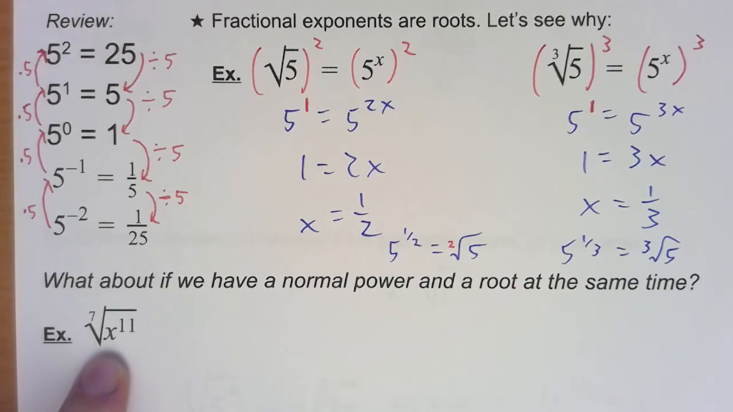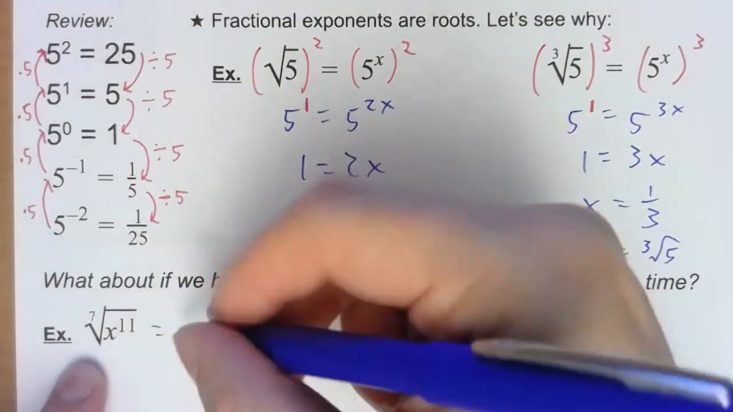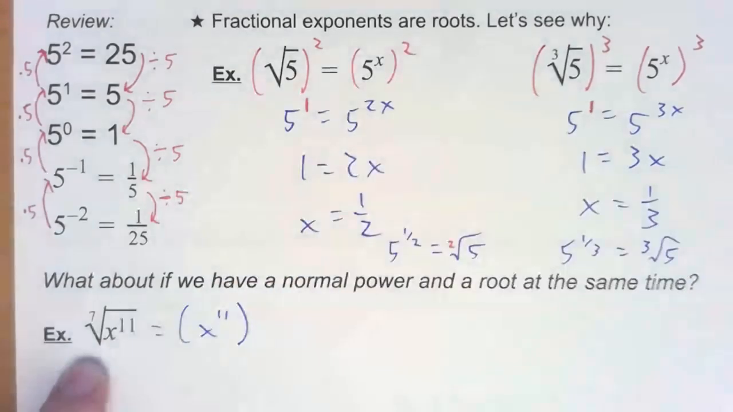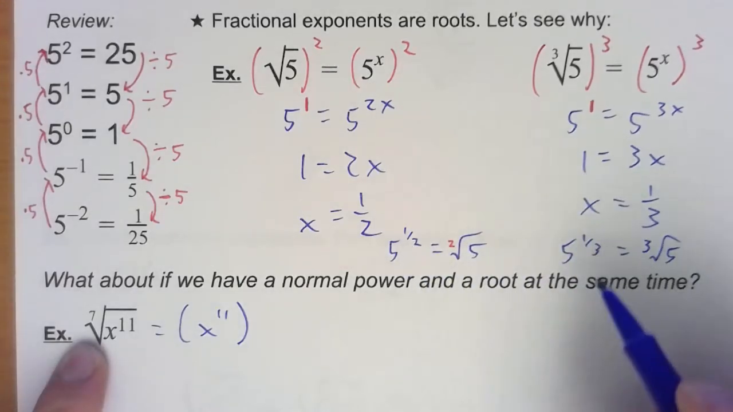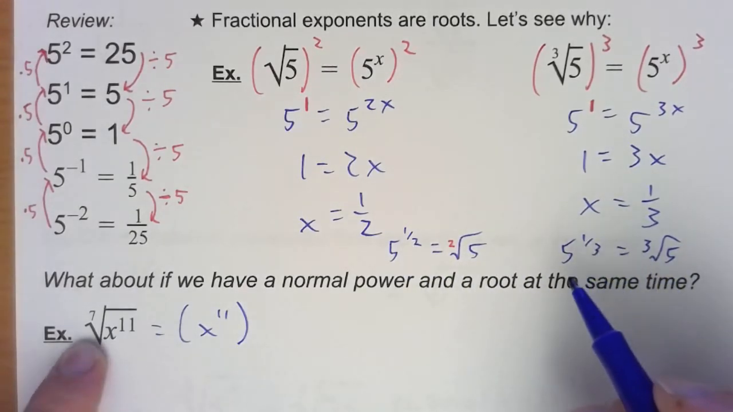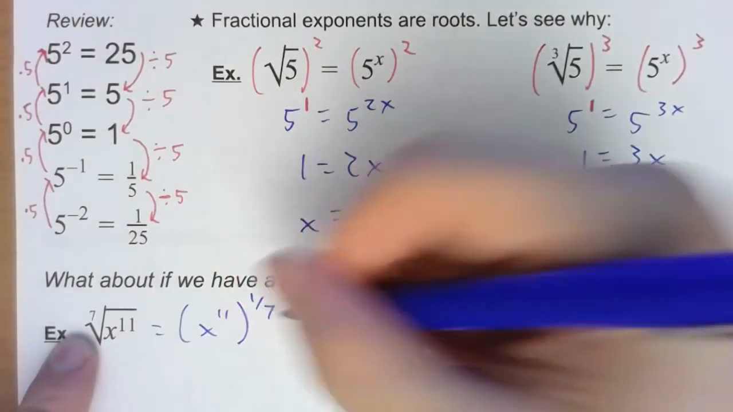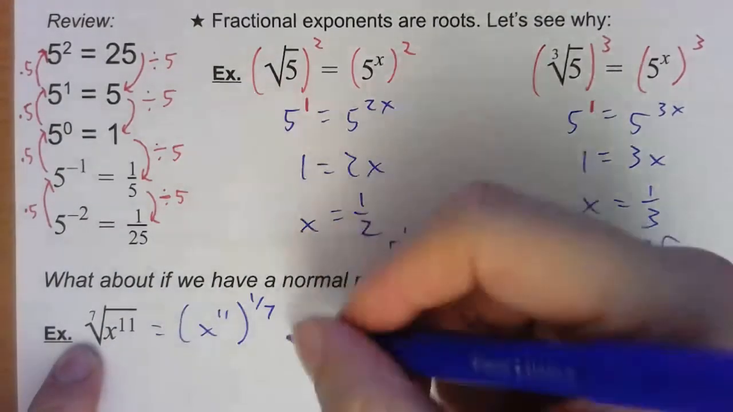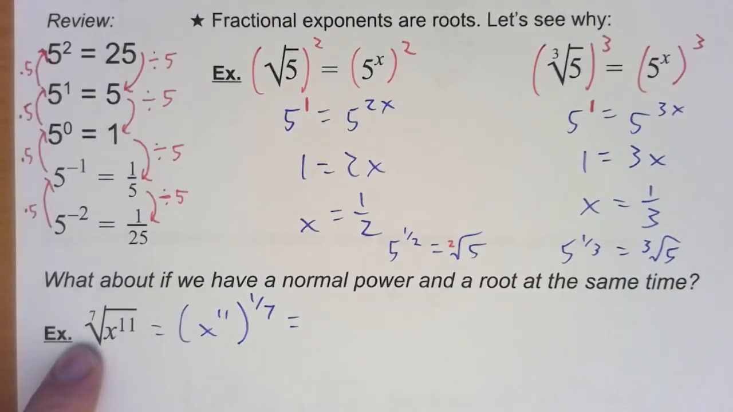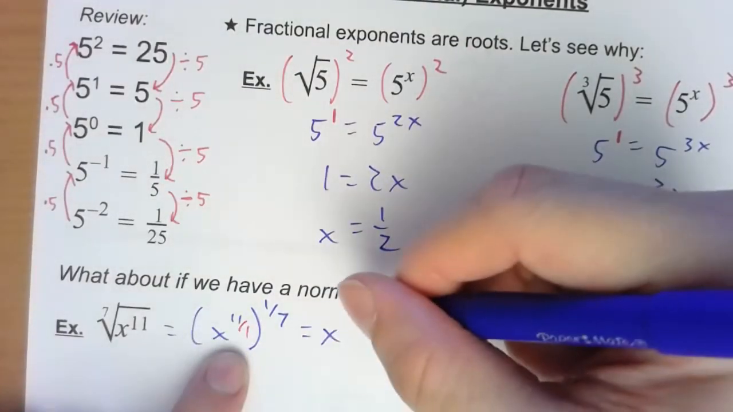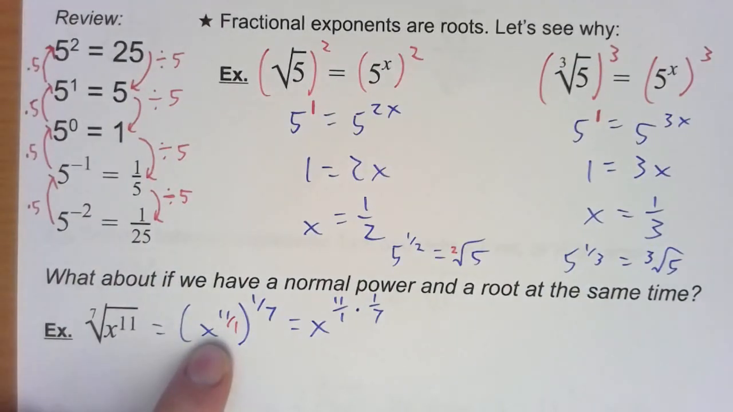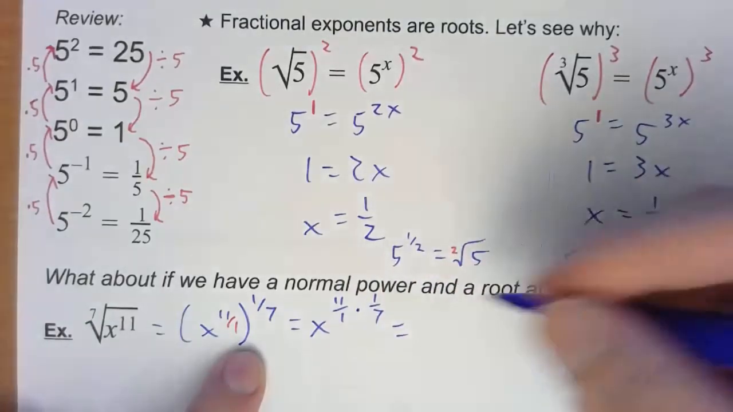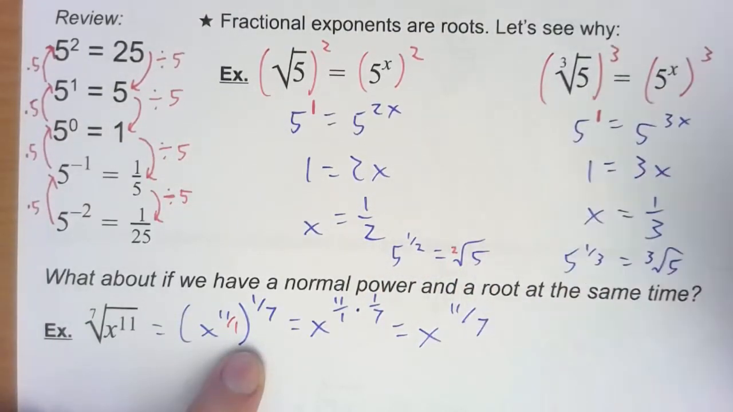Let's see what kind of exponent that would be. Okay. Well, let's just write that as x to the 11th, and then we know what a 7th root should be. If a square root was a 1/2 exponent, if a cube root was a 1/3 exponent, then a 7th root, that would be a 1/7 exponent. Well, again, we can do power to a power. We can say this 11, the same thing as 11 over 1. So we've got 11 over 1 times 1 over 7.